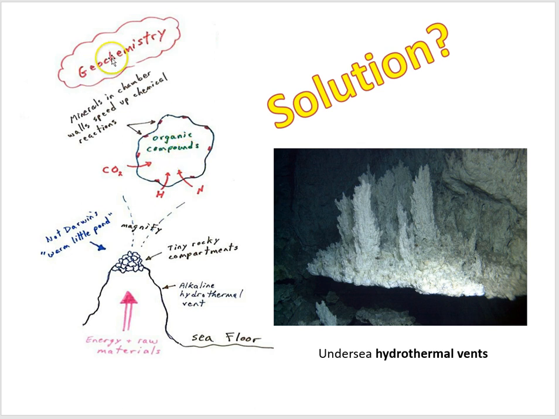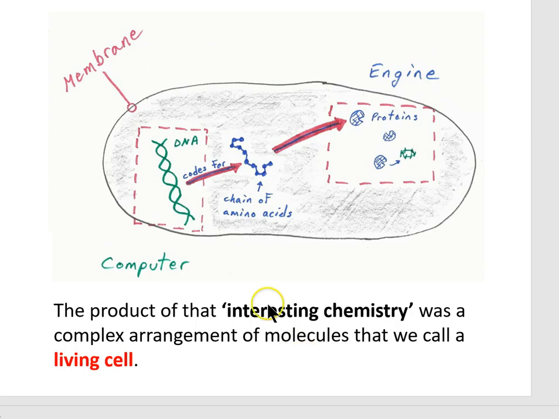So we're calling this geochemistry. We've got a source of energy and raw materials percolating up through these rocky chambers. We've got a situation where whatever molecules are produced by chemistry are going to be concentrated by these small little chambers. Perhaps really interesting chemistry went on here on the early Earth. Now, the product of that interesting chemistry was a complex arrangement of molecules that we call a living cell.